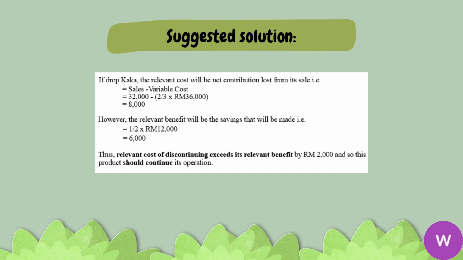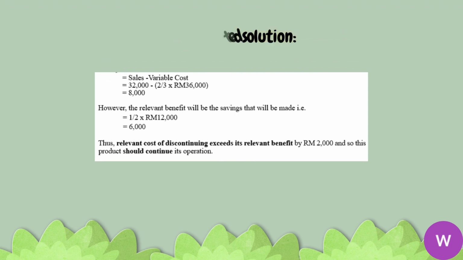1 over 2 times 12,000 ringgit equals to 6,000. Thus, relevant cost of discontinuing exceeds its relevant benefit by 2,000 ringgit, and so this product should continue its operation.